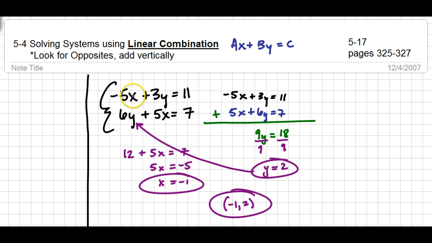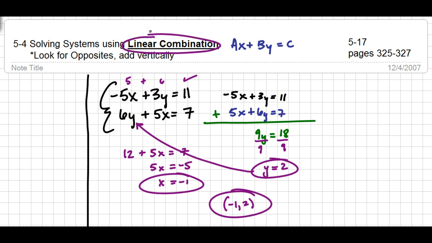checking your answer by plugging in a negative 1 and a 2 here, so we can just do that real quickly. If I do negative 5 times negative 1, I know that that's going to be 5. 3 times 2 is 6. 5 plus 6 is indeed 11, so I know that it checks. So that's the real basic version of what you're going to do if you're using the linear combination method.